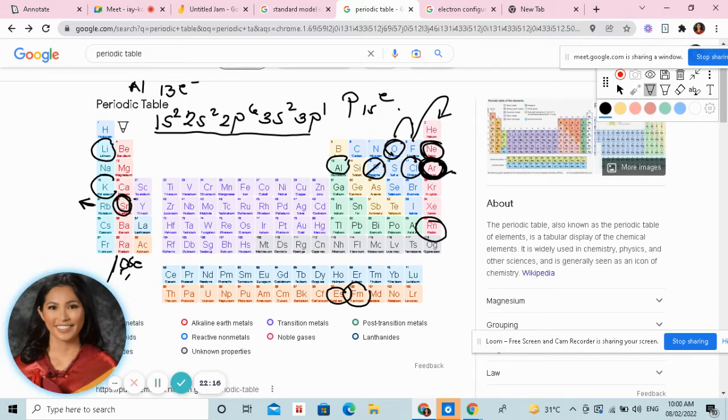So, if you are in the non-metals, go back to the previous noble gas. And if you are in the metals, the noble gas on the same line is what you use to make the condensed configuration. Okay, so going back, let's review.